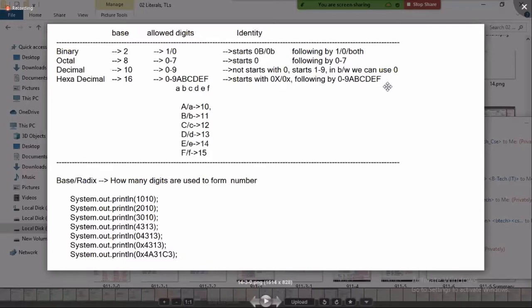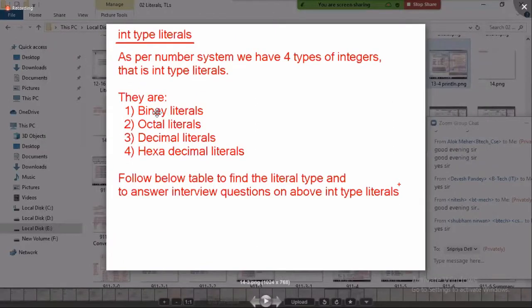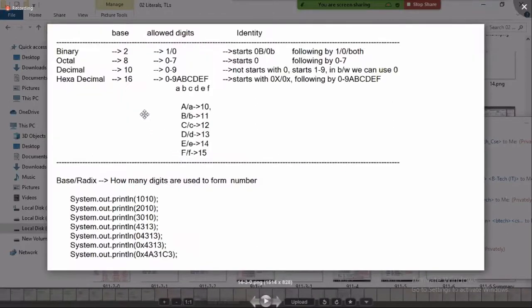Understand? Listen carefully. How many types of literals are there? 4 types of int literals. How can the compiler identify these 4 types? By what they start with. Then there is a base or radix. Binary number base is 2, octal number base is 8, decimal number base is 10, hexadecimal number base is 16. Why do we call this a base? Very simple.